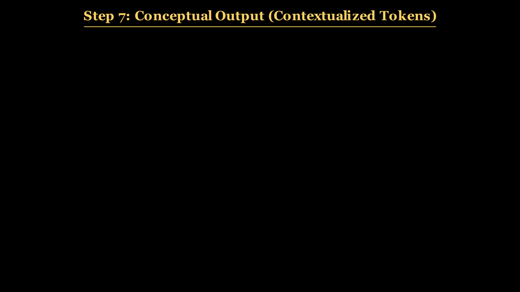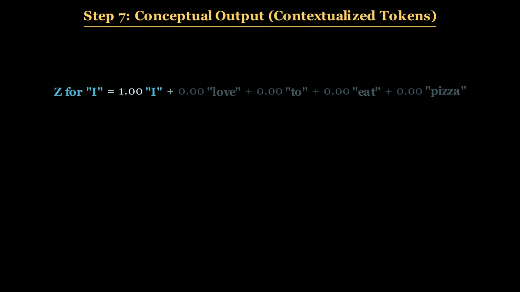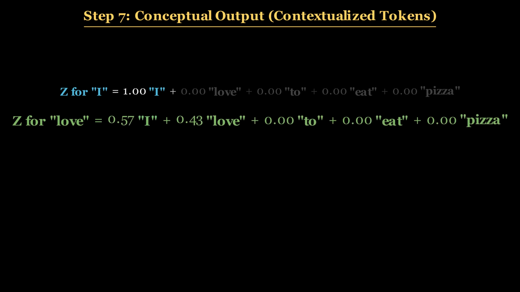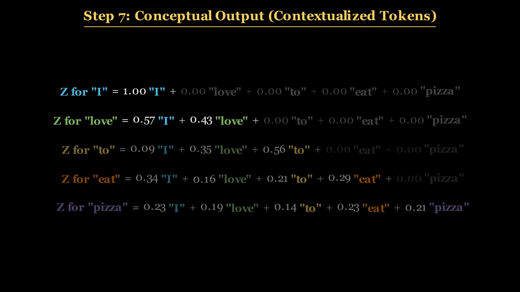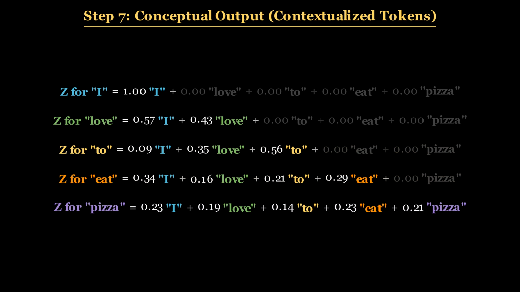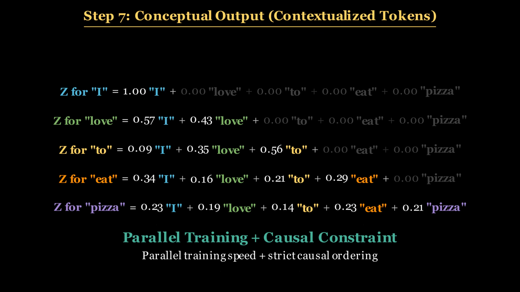The result of this entire process is a brand new output vector for each token. But let's look at what these vectors conceptually represent. We can see that the token I can only see itself, having a weight of 1.00. The word love can look at I and love only, perfectly ignoring all future tokens. Same thing for 2, eat, and pizza. Each one can only mix with what came before it. So by using causal masking, we've perfectly solved the cheating issue.